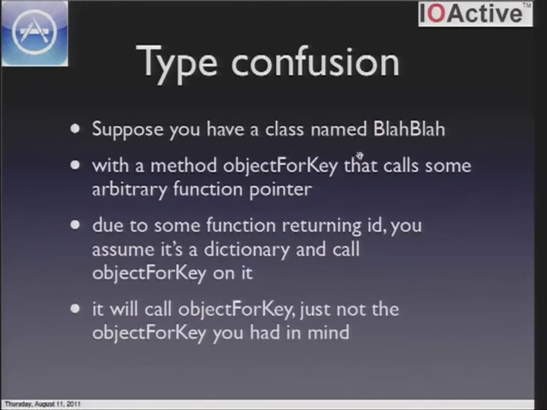And so, for example, let's say you have a class called blah, with a method called objectForKey that calls an arbitrary function pointer. And now let's say you have some function that returns ID, and you assume it's a dictionary. And you call the objectForKey method on your dictionary, except it's not a dictionary, and it's really the blah class. And so you end up calling objectForKey, which calls an arbitrary function pointer instead of returning an object for a key from a dictionary.